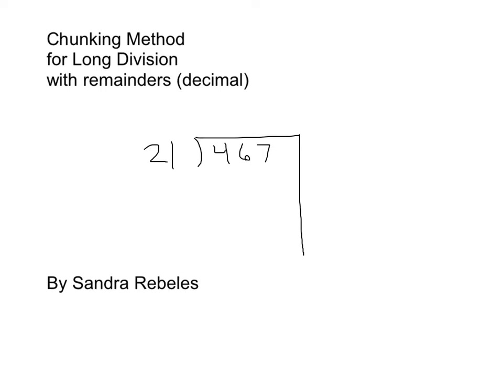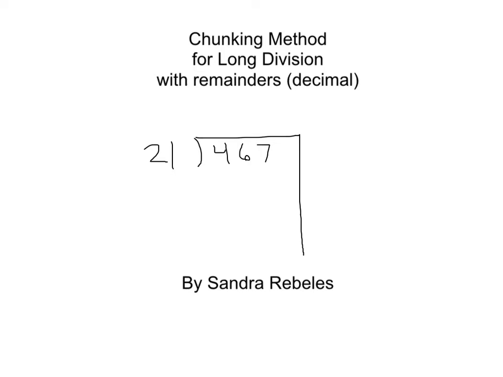Using the chunking method for completing long division. In this video, we're going to look at what to do when you have remainders, when a number does not go in evenly. We will be dividing a dividend by a divisor which will not go in evenly, which means we would have either a remainder or we could convert the remainder into a decimal.